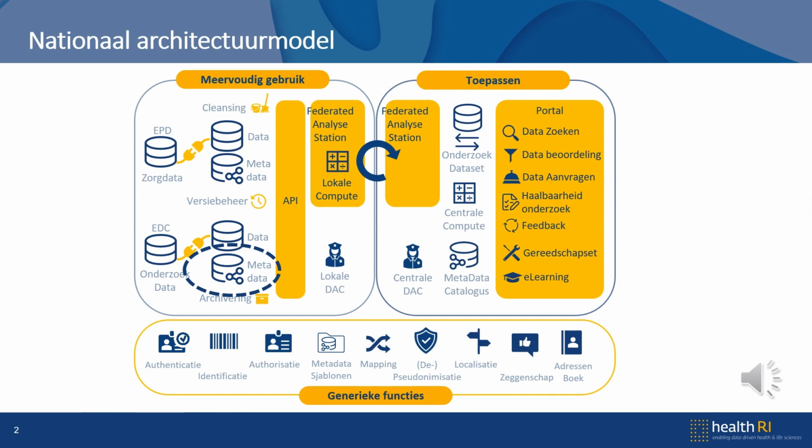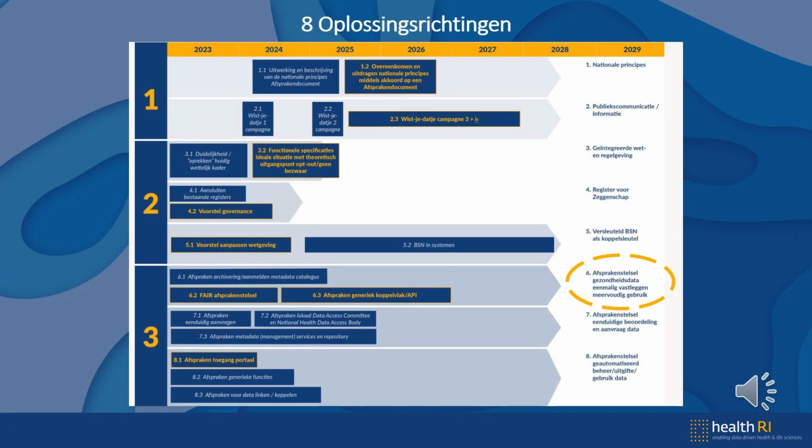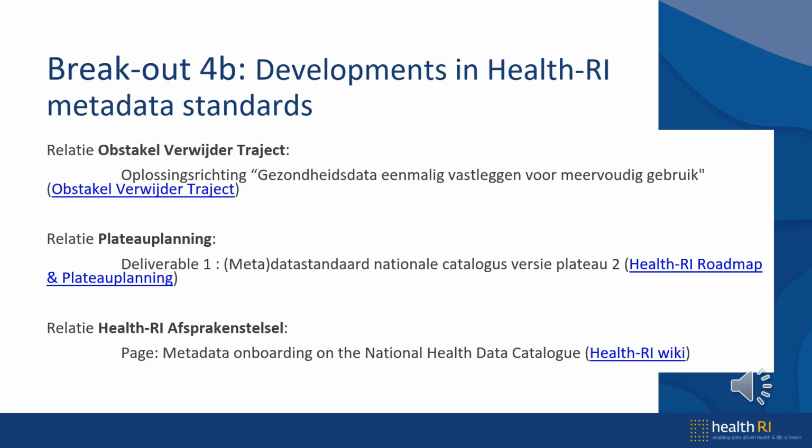The National Architecture Model, metadata is needed to describe datasets in the National Health Data Catalogue. The subject of this presentation is part of the solution Reporting Health Data One Time for Multiple Use in the OVT. Furthermore, this presentation can be placed in Deliverable 1 of the Plateau Planning of 2024. More information is also findable under Metadata Onboarding in the National Health Data Catalogue in the HealthORI Wiki.